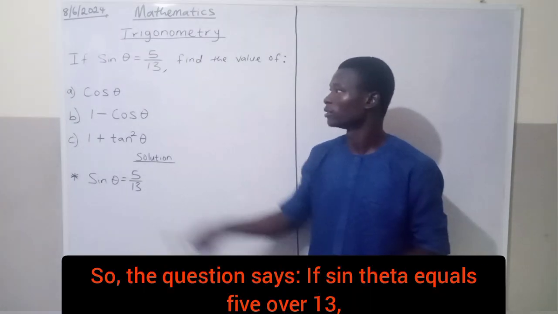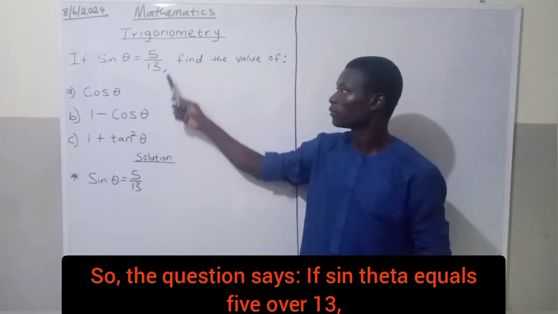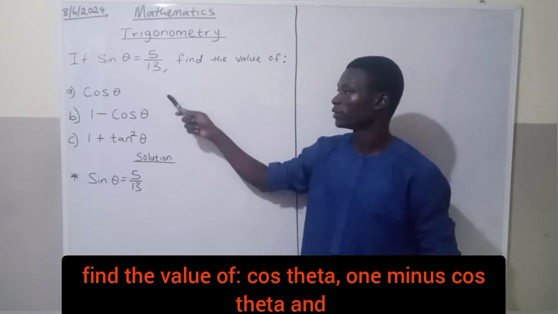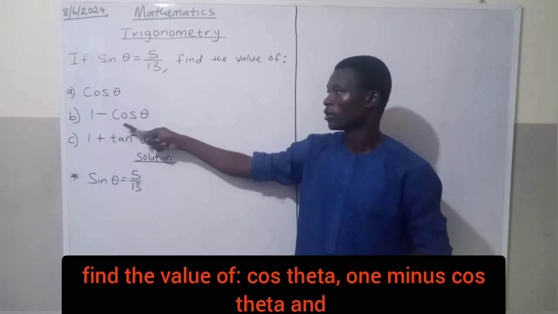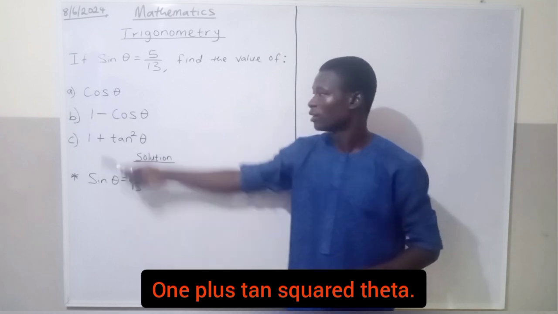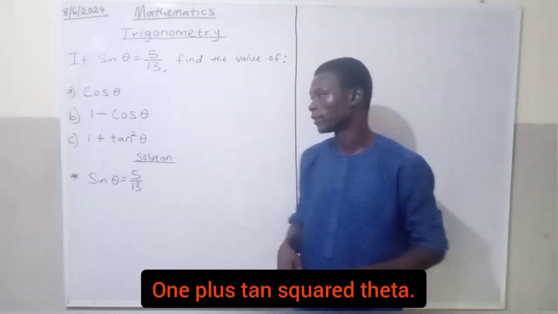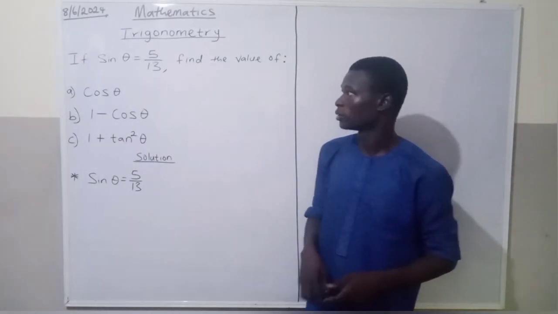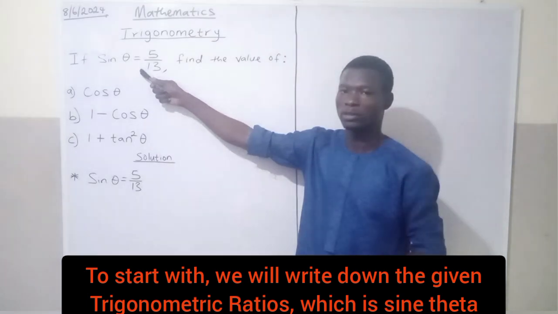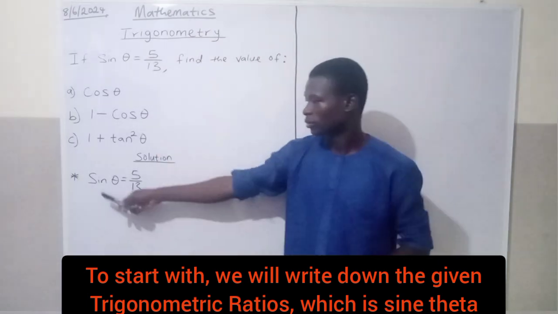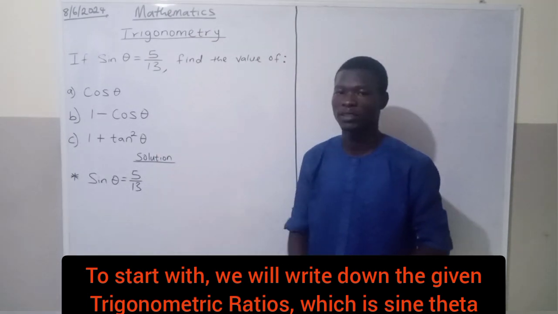The question says, if sine theta equals 5 over 13, find the value of cos theta, that's for A, for B, 1 minus cos theta, and for C, 1 plus tan squared theta. To start with, we'll bring down the trigonometric ratio that has been given to us, which is sine theta equals 5 over 13.